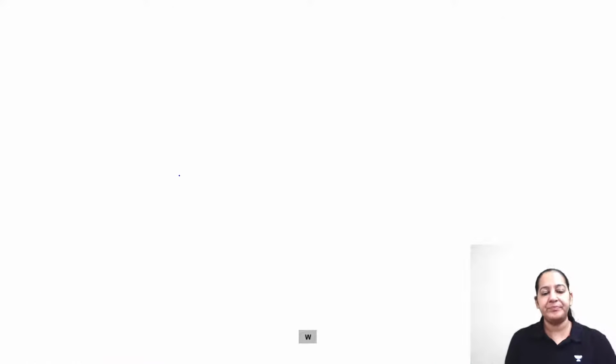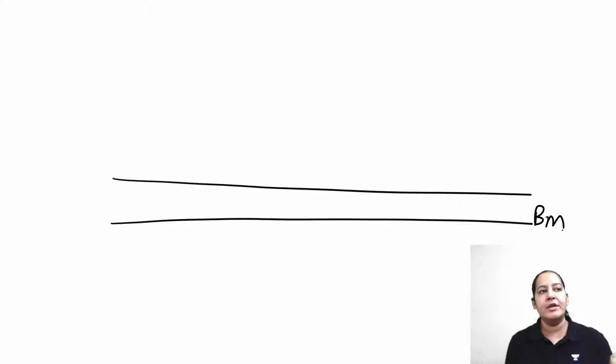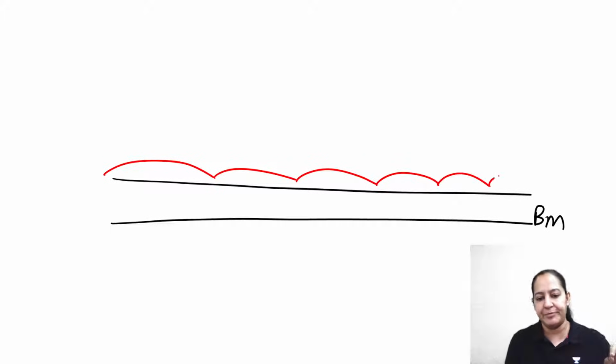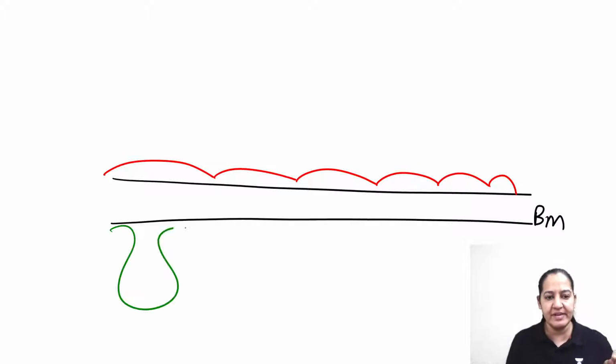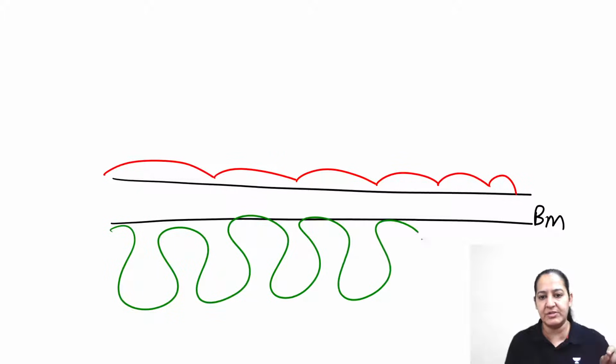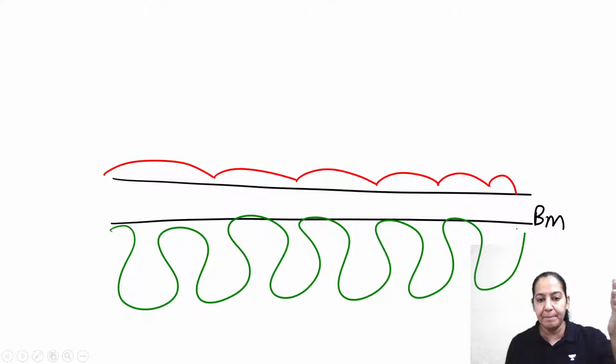Let me draw the basement membrane. Let me draw the filtration barrier. In the filtration barrier, this is the basement membrane. You can see this is the basement membrane. On one side, we always have endothelium, right? And on the other side, we always have visceral podocytes. These are the visceral podocytes, right? Now, visceral podocytes have a protein inside them.